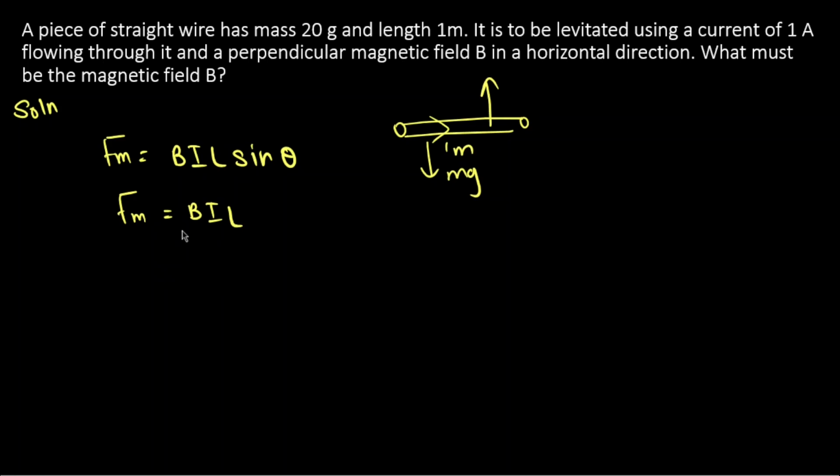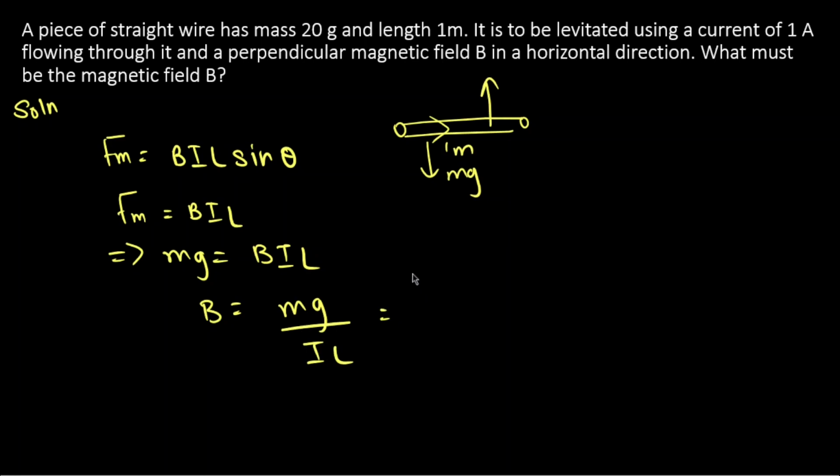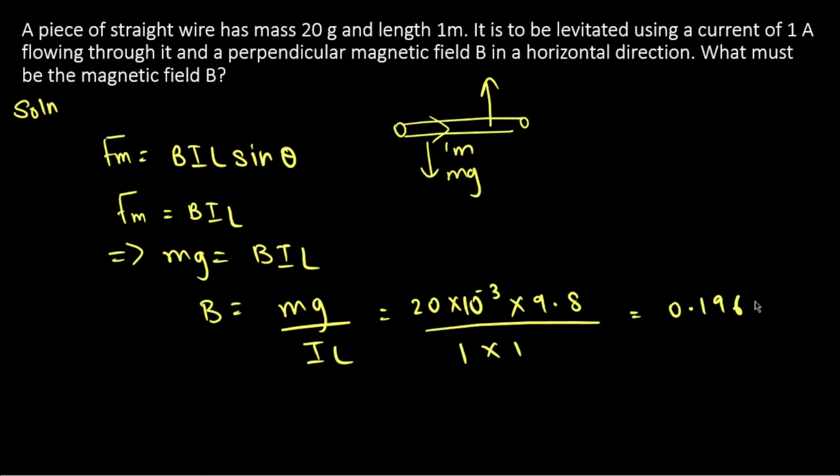So we can say that this force Fm is equal to mg, which implies mg will be equal to BIL. From this equation we can say that the magnetic field B can be written as mg upon IL. So mass is given to us as 20 grams, that means 20 into 10 raised to minus 3 kg, into acceleration due to gravity, that is 9.8 meter per second square, divided by current, which is 1 ampere, into length of the wire, that is 1 meter. Now solving this, we get the magnetic field to be 0.196 Tesla.